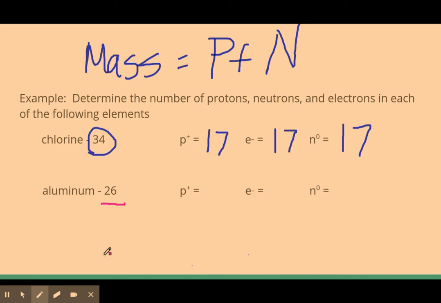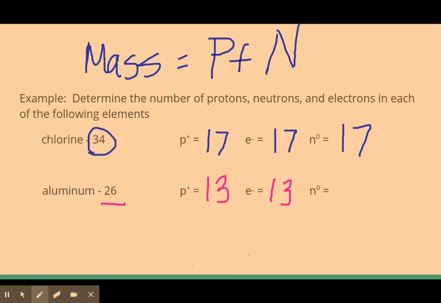All right, so let's see how we did. Remember that aluminum is going to be defined by its atomic number, which also equals my protons. If I look at my periodic table and I find aluminum, which is a capital A, lowercase l, I will see that my protons, or my atomic number, is 13. I know that my protons and my electrons are going to be equal. So if one is 13, the other one is 13.